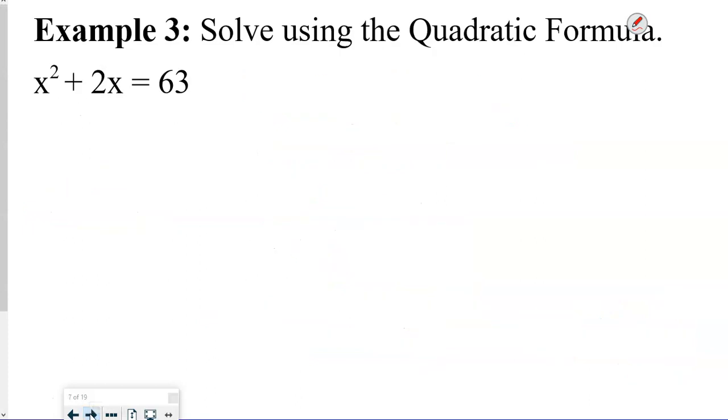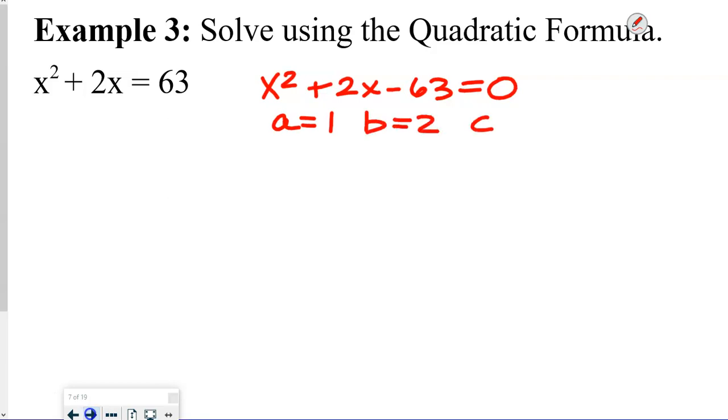Again, we got to move this 63 to the other side. Then we're going to say what our A is, our B is, and our C. Put this in the discriminant, so we're going to do 2 squared minus 4 times A times C.